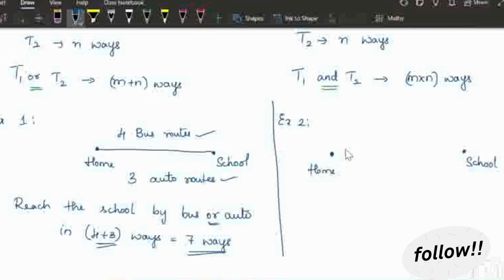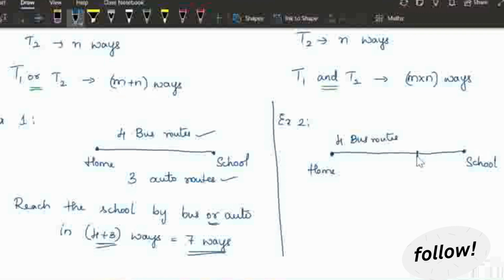But here this journey is divided into 2 parts. Okay. So first part of the journey, he must go by bus. There is no auto from home to this point. Let us assume that. And there are 4 bus routes for this.